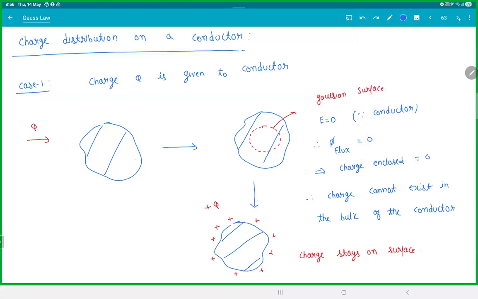Any doubts on this page? Shreyansh, Shaurya, clear with this? Pratyasha, clear? Shreyan, Tanishka? Great. Case two.